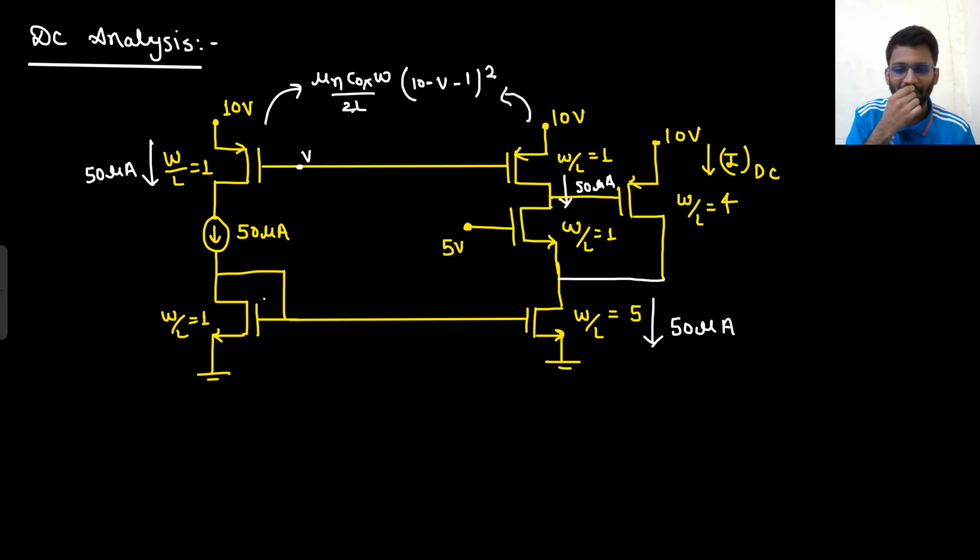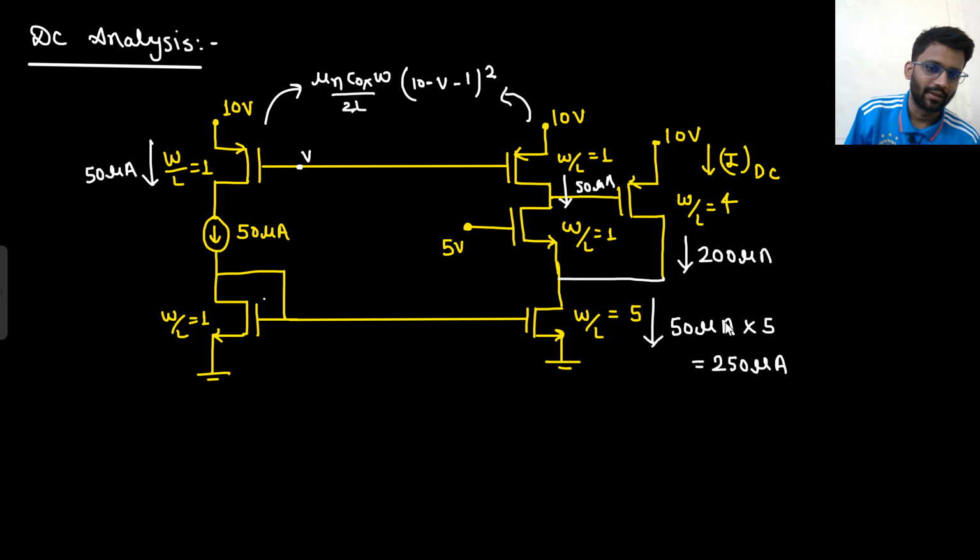One error I did here. What was that? W by L for this one is 1 and W by L for this one is 5. So here the current is 1 micro, so here the current would be 5 times of this. So 50 micro into 5, that would be 250 microampere current. So this current would be 250 microampere, and from upward 50 microampere current is coming. So how much current will be flowing here? 200 microampere. So what is the value of IDC? IDC value will be 200 microampere.